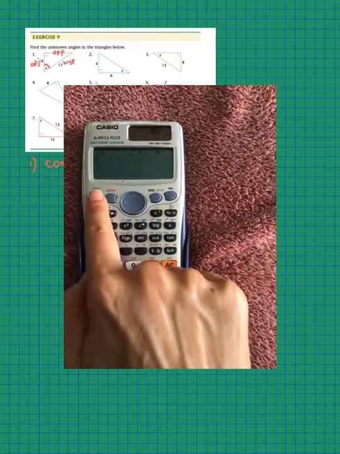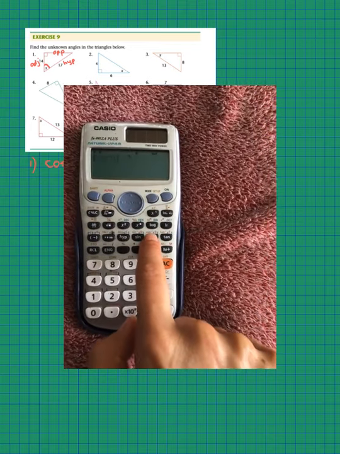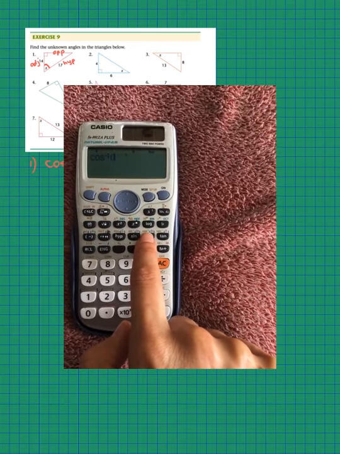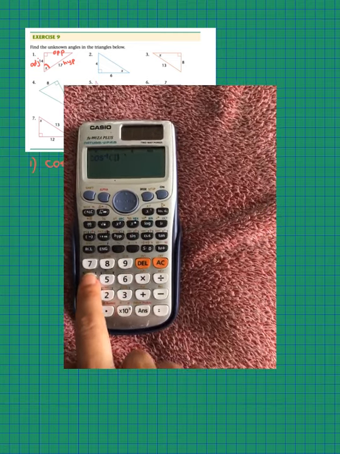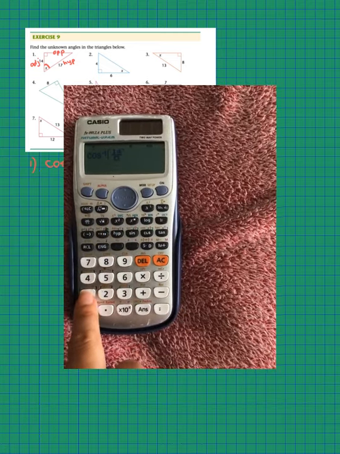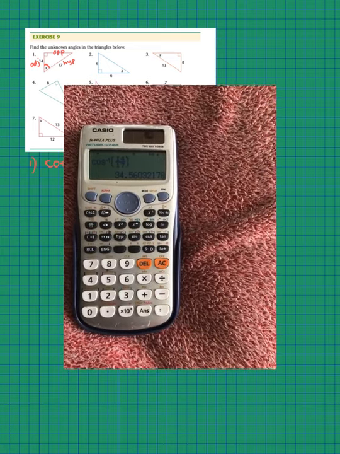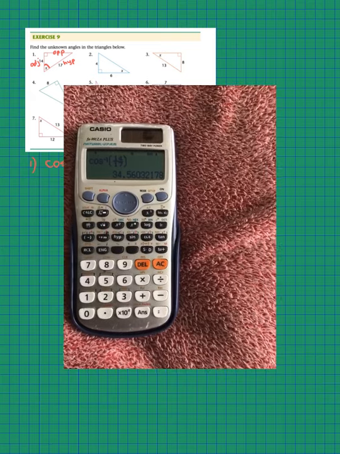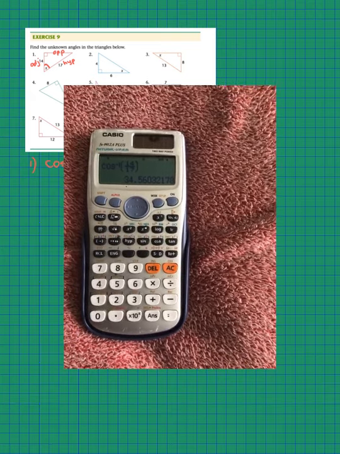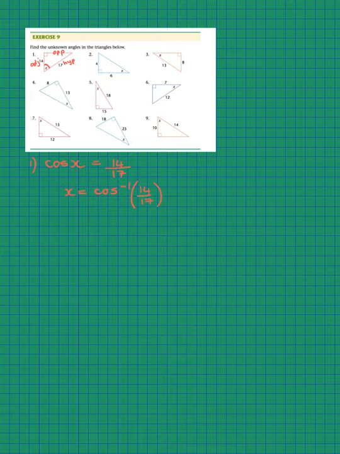We're going to press shift, and then we're going to press our function. We decided that we're going to use cos since we had the adjacent side and the hypotenuse. Then we type in the fraction, 14 over 17, our ratio, and we get that the angle is 34,56. It's easy as that. So in question 1, if we round off x to 2 decimal places, x is equal to 34,56 degrees. Amazing. And it's really as easy as that.